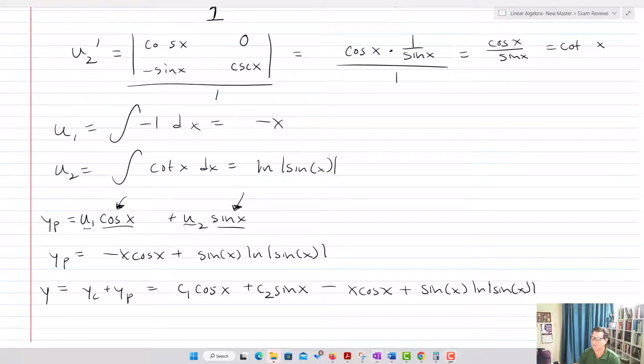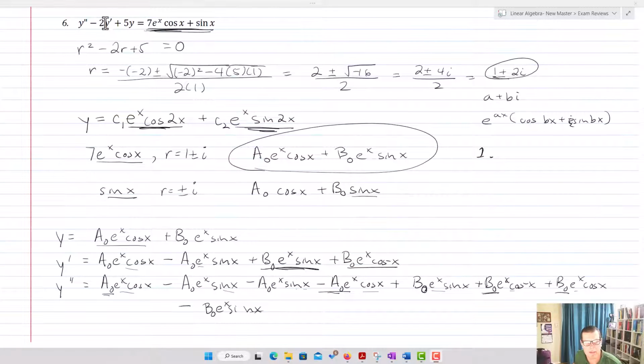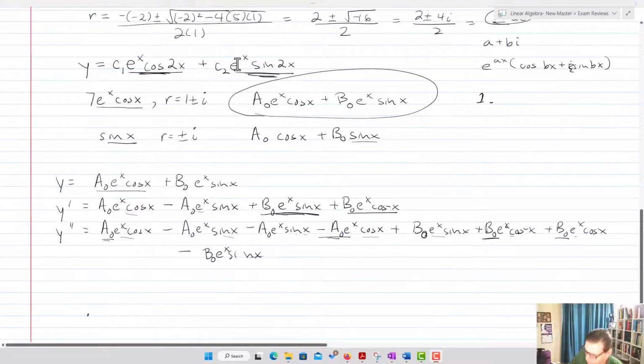our solution. So in order to keep all my information straight, I'm going to rewrite my differential equation. I've got y double prime minus 2y prime plus 5y is going to equal 7 e to the x cosine x.